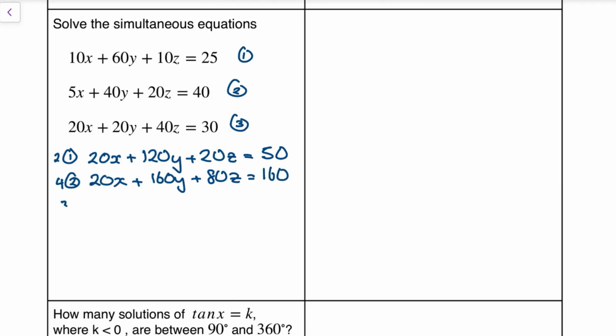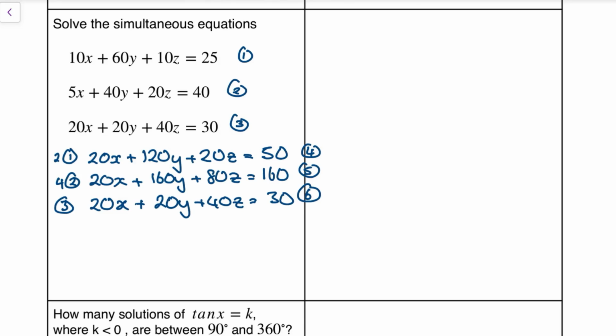And equation 3 already has 20x's, so I'm just going to write that one down here. So 20x plus 20y plus 40z is equal to 30. I'm going to label these equations 4, 5, and 6. Now, let's carry on doing it underneath, because I'm not sure how much space I'm going to have.